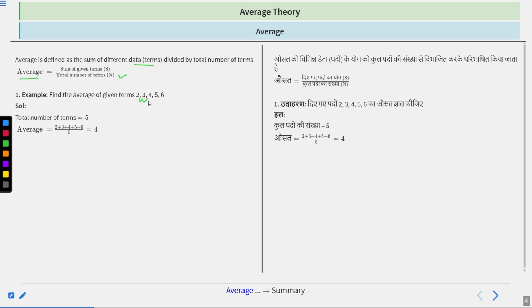For example, find the average of the given numbers: 2, 3, 4, 5 and 6. What will be the total number of terms? It is 5. And what will be the sum of these numbers? We add 2 plus 3 plus 4 plus 5 plus 6, which is 20, and divide by the total number of terms, 5, which becomes 4. So the average of these 5 numbers will be 4.